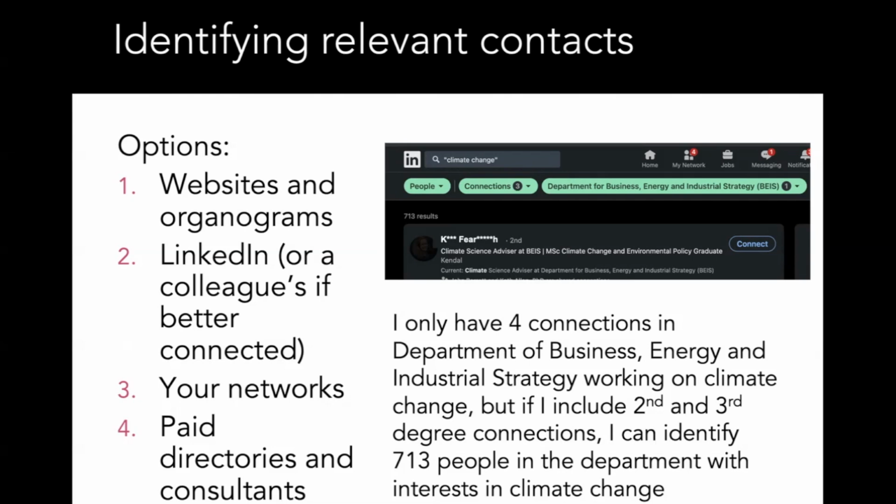And when I did, it turns out I had 4 connections. And when I looked at connections of them and then connections of their connections, I was able to identify 713 people by name with job title working on climate change. I screenshotted the first 2 pages, said go and Google them, and job done. There are paid directories and consultants that you can work with, and I'll let you do your own thinking about the ethics of paying someone to connect you with people like this.